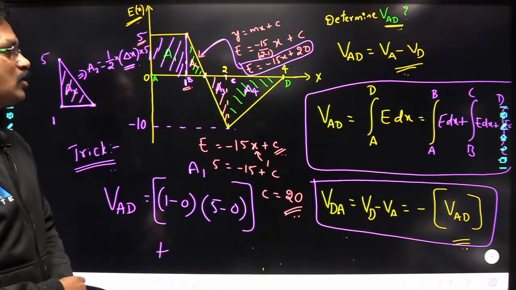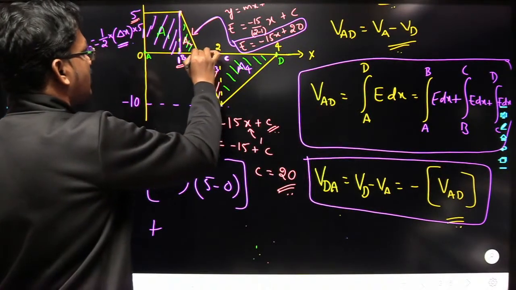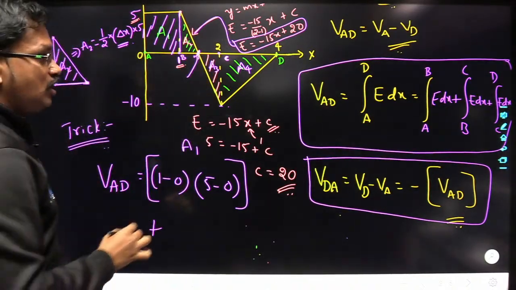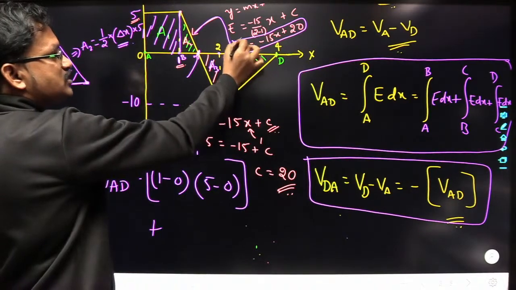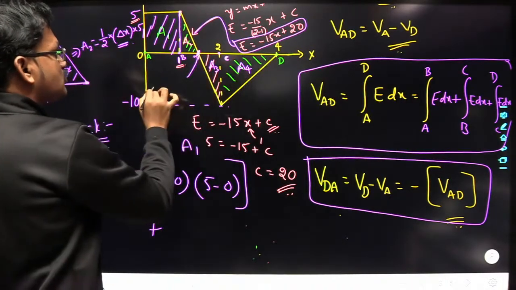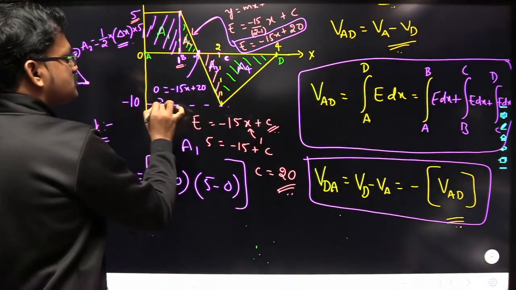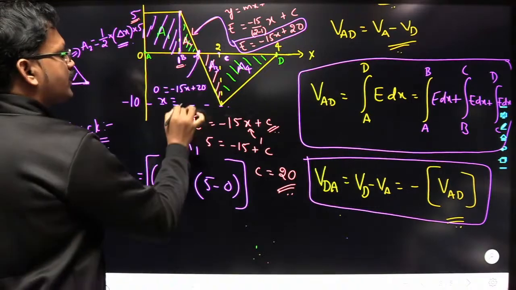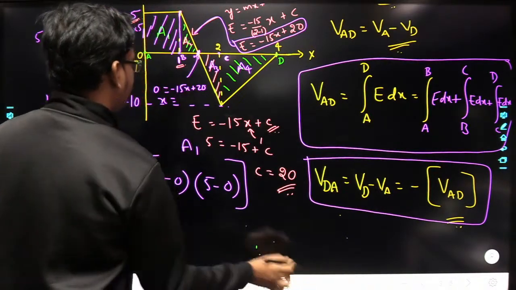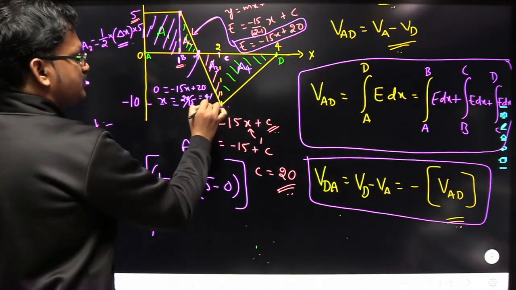Understood? Okay. So now at this location, electric field is equal to 0. Now substitute here, in place of electric field E, substitute 0, then you are going to get this x value. Yes or no? So if you substitute E is equal to 0 in minus 15x plus 20, then x is equal to what? You will get 20 divided by 15. So that is 4 by 3.